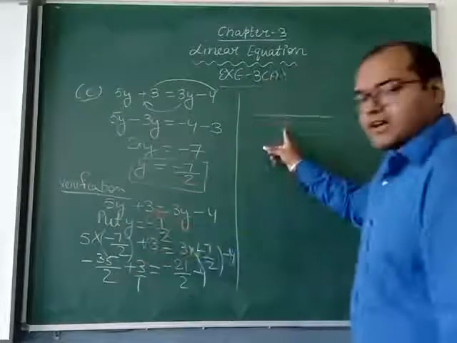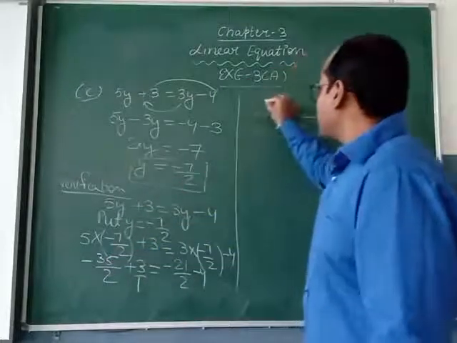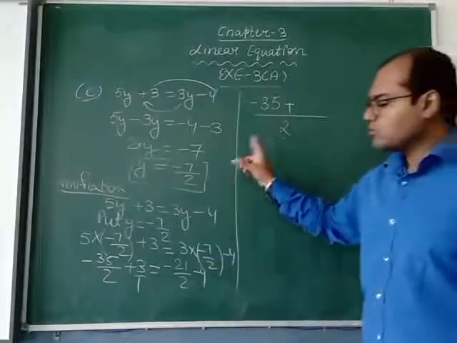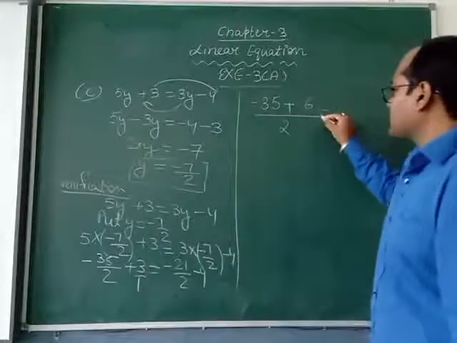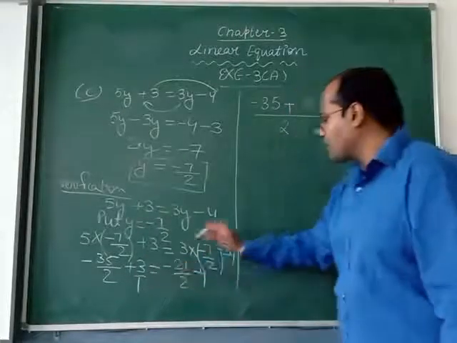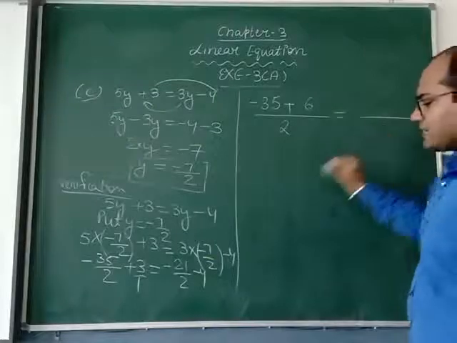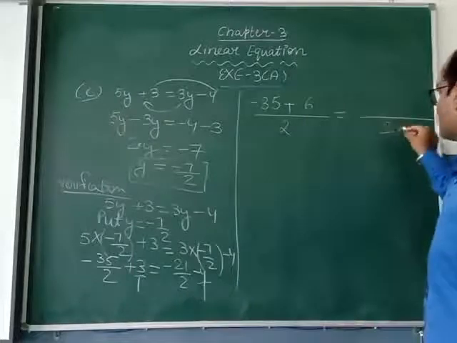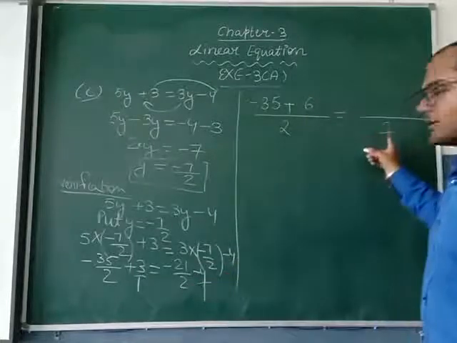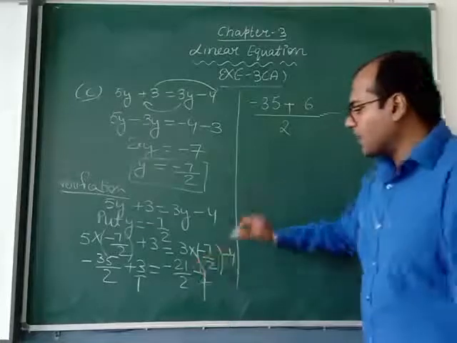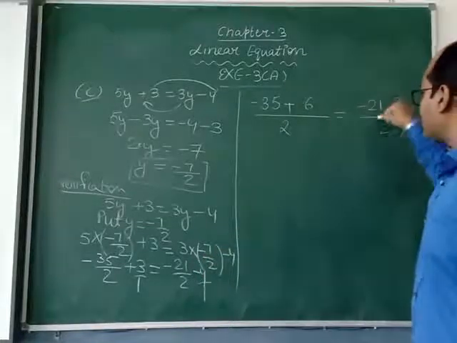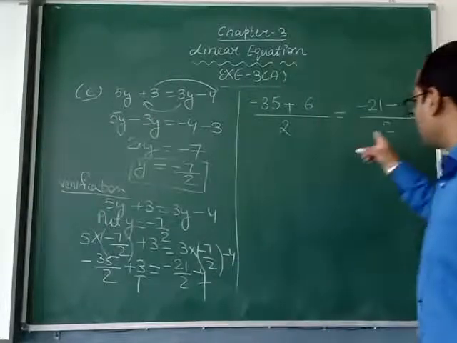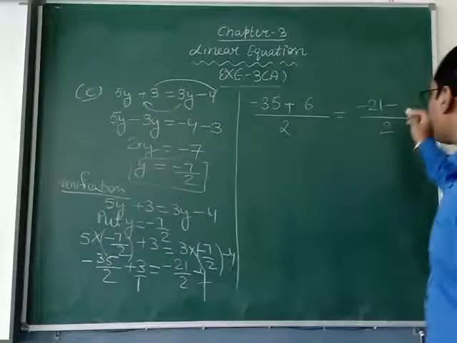2 ones are 2. 1 into minus 35 will be minus 35 plus 1, 2 twos are 2. 2 into 3 will be 6. Now we come to the right hand side, equal to. LCM we will take under this, nothing is there, so we will take 1. 2 and 1, LCM is 2. 2 ones are 2. 1 into minus 21 will be minus 21, minus sign. 2 twos are 2. 2 into 4 will be 8.